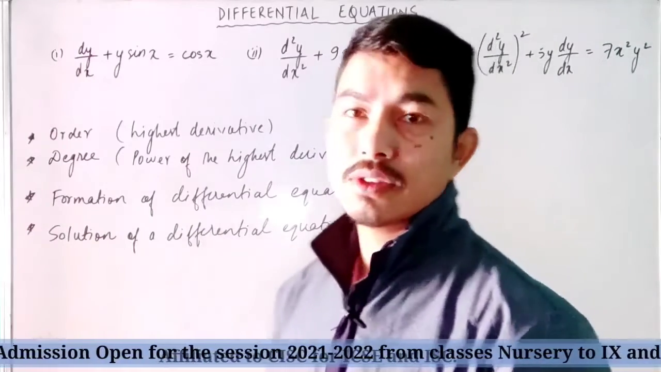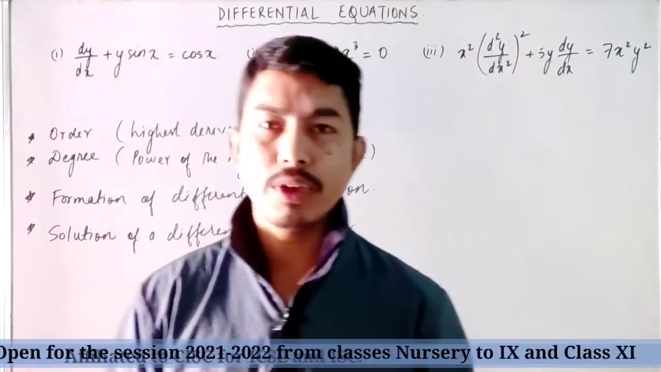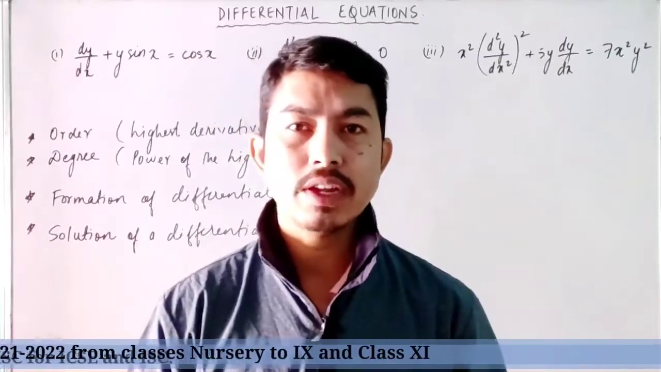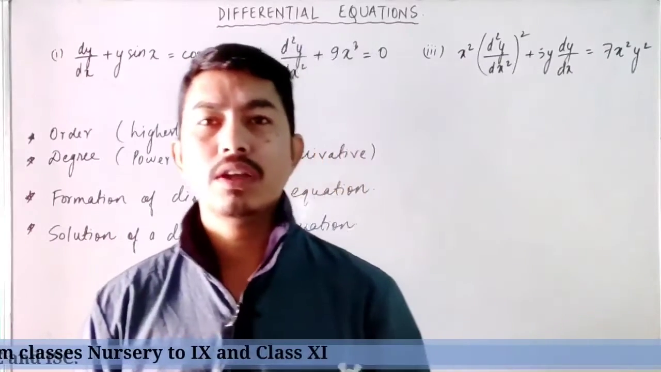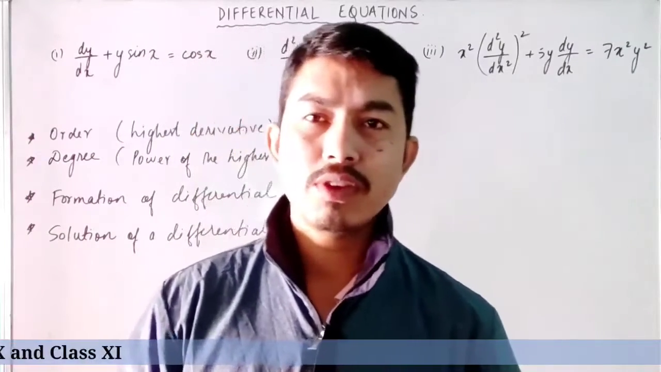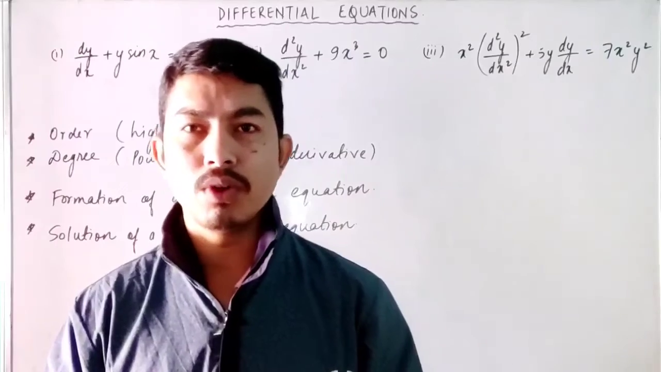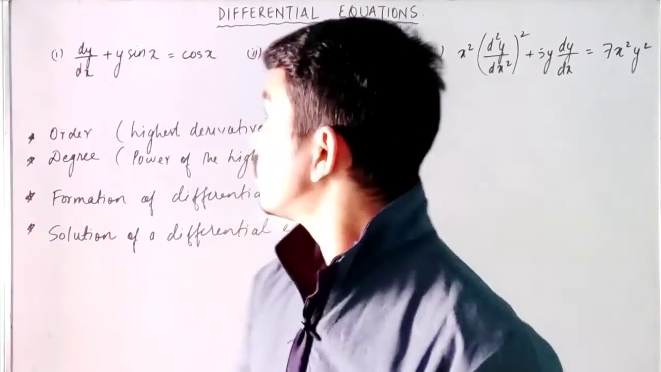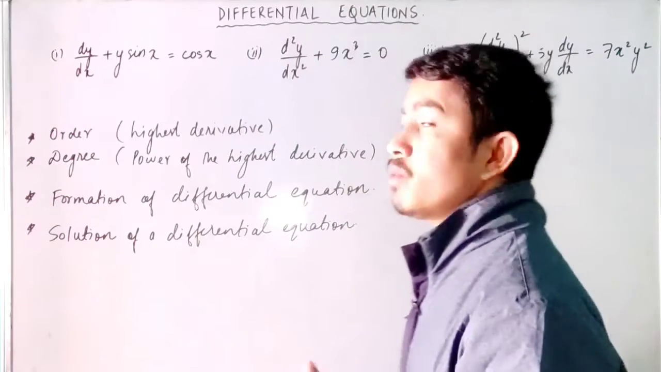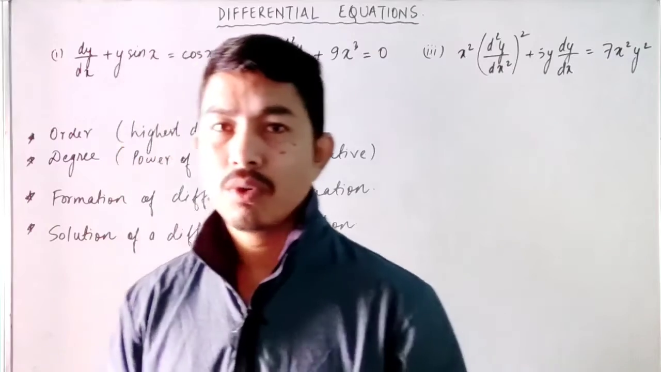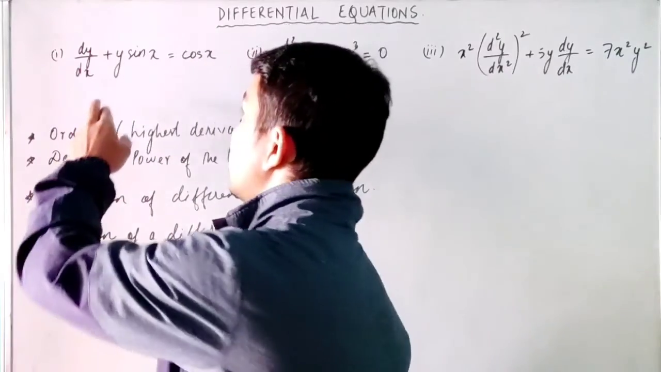In your junior classes you have already learned what an equation is. Like we studied linear equations in class 9 and 10. Basically, in an equation we have a left hand side and a right hand side, related by the symbol equal to. The right hand side is equal to the left hand side. Similarly, in the differential equation also we have a left hand side and a right hand side, but in this differential equation we have the derivatives.